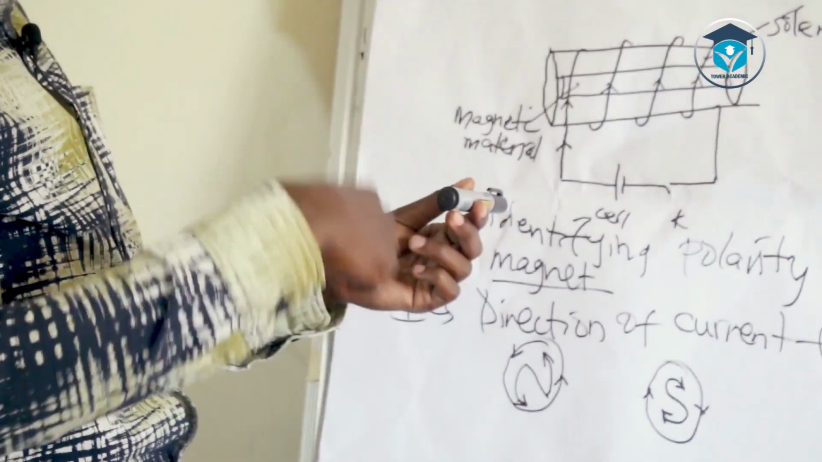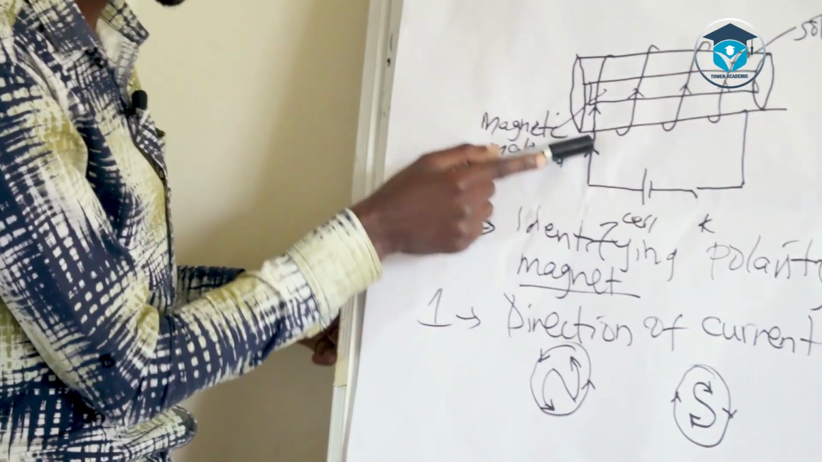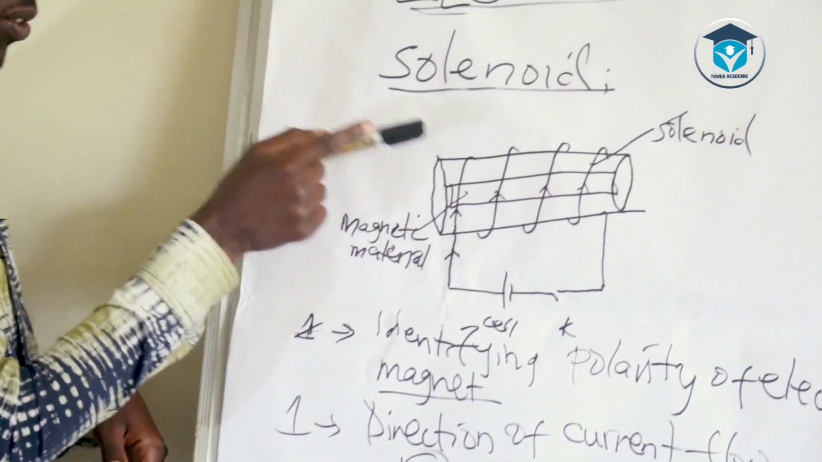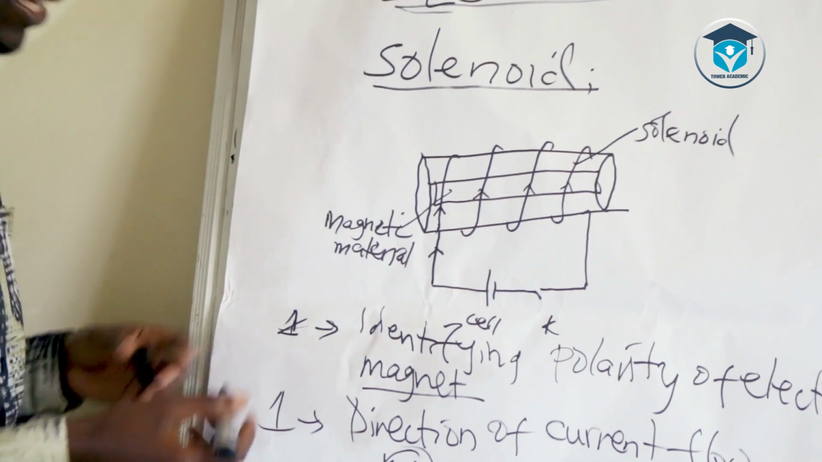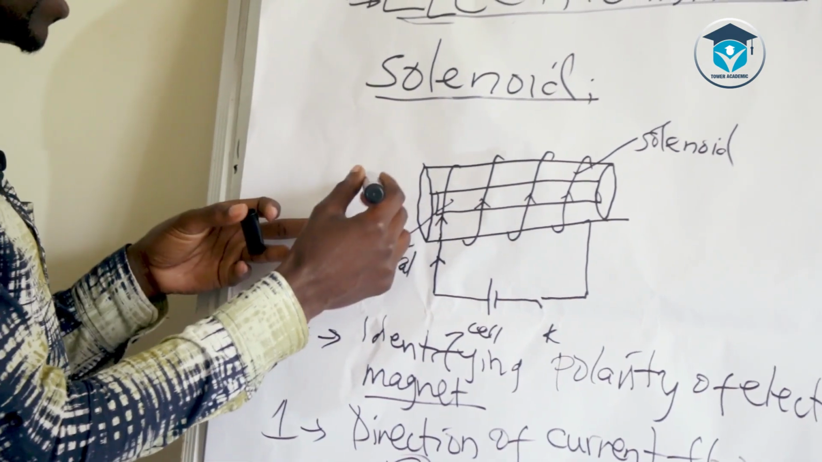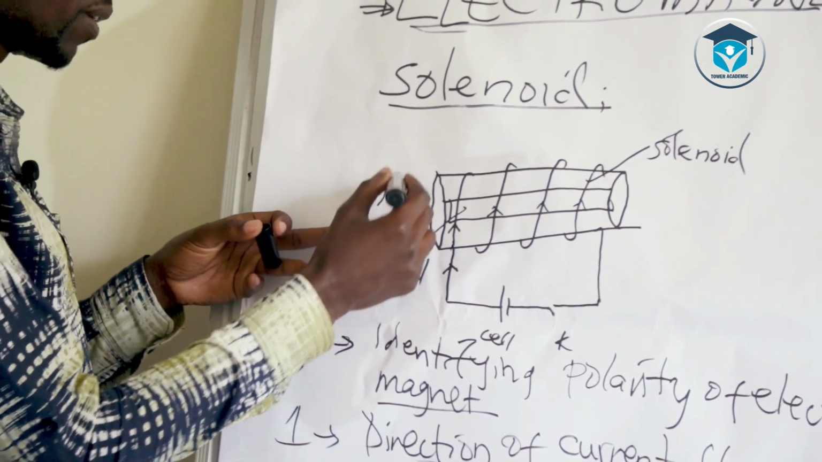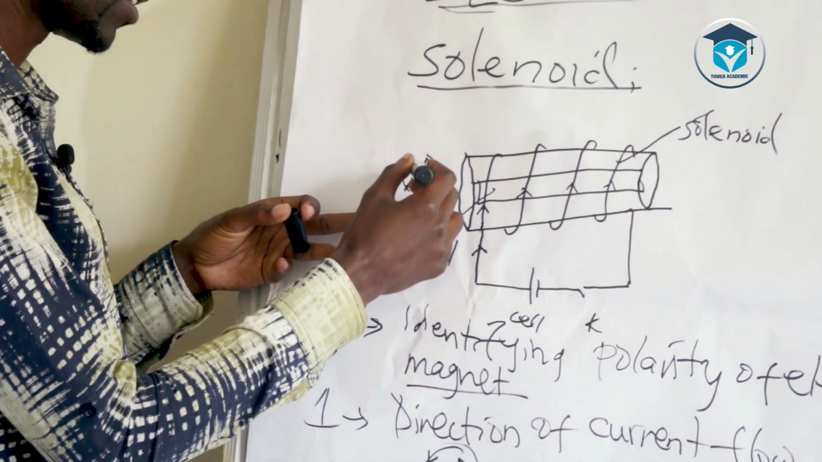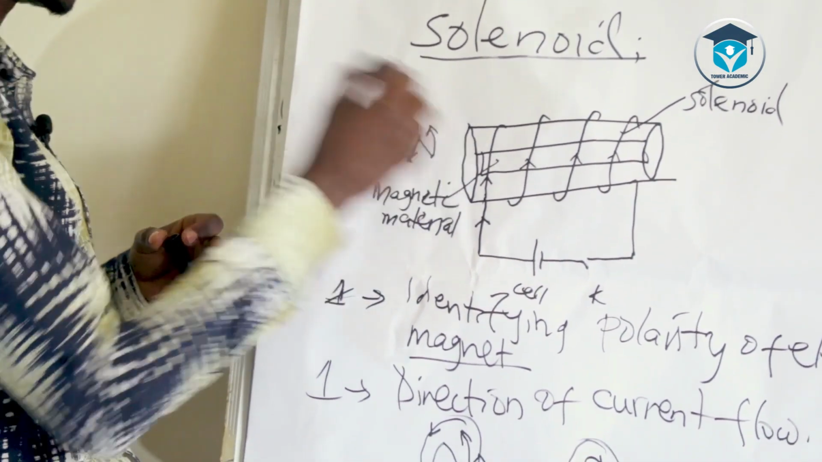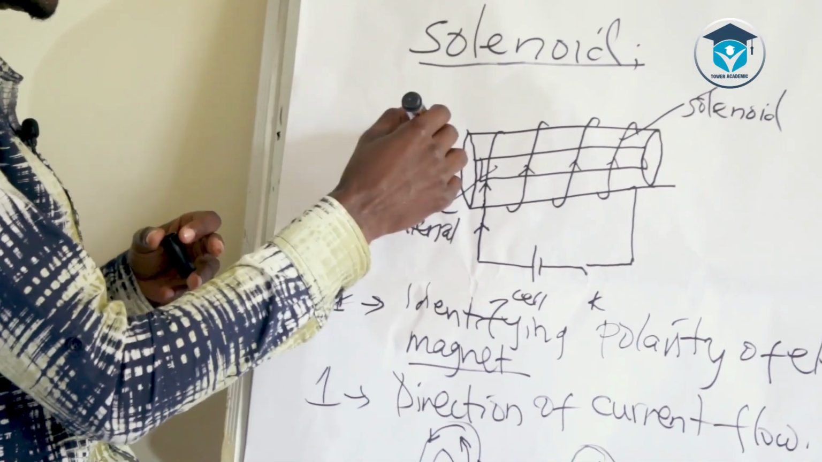This is called the anti-clockwise direction. So if current at this end is flowing in anti-clockwise direction, we move to say that this end of the solenoid is the north pole, because current flows in anti-clockwise direction according to this demonstration.